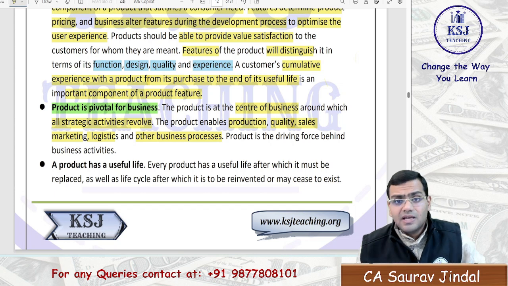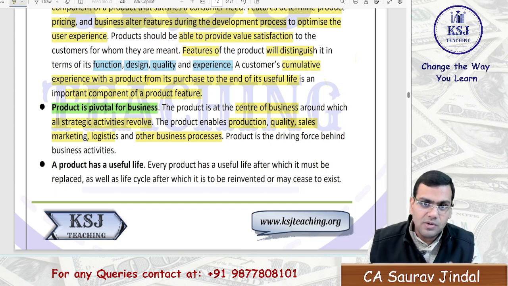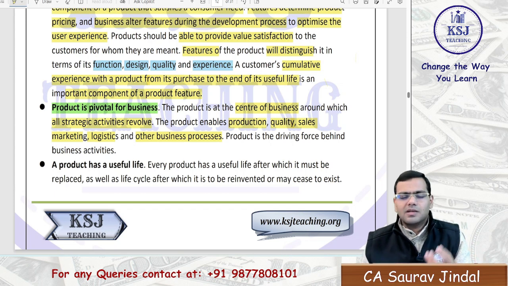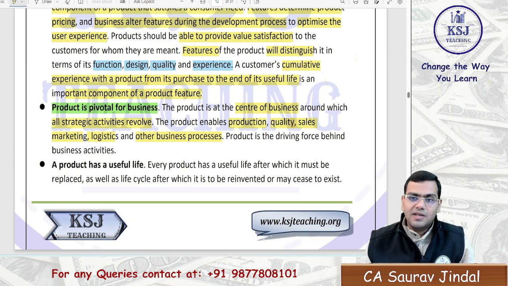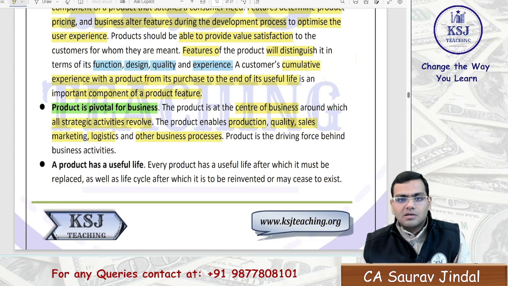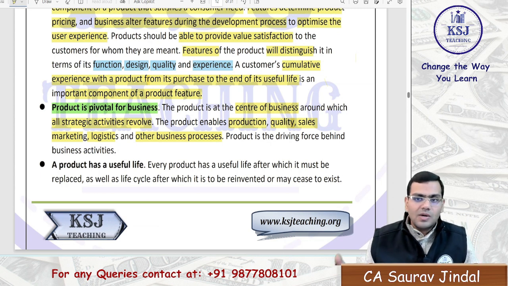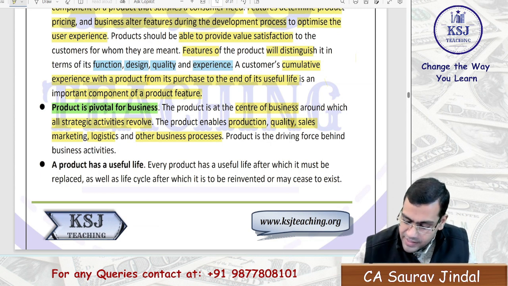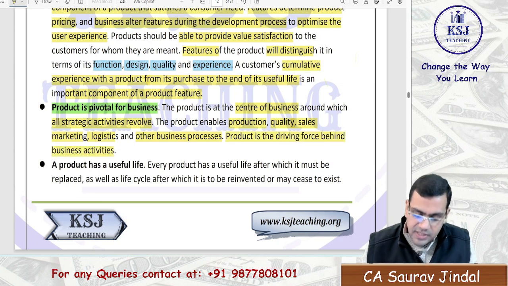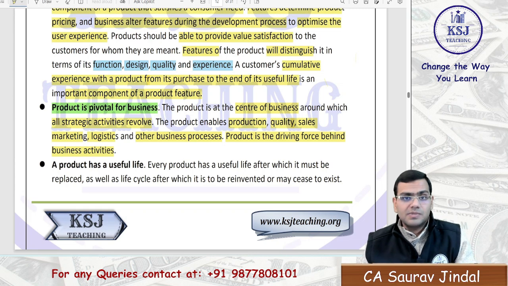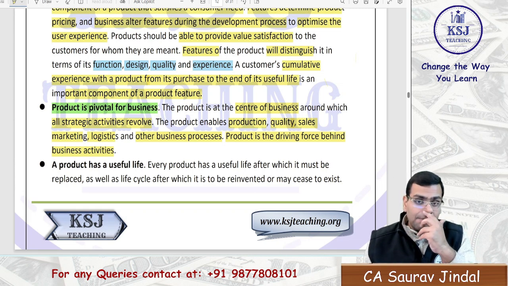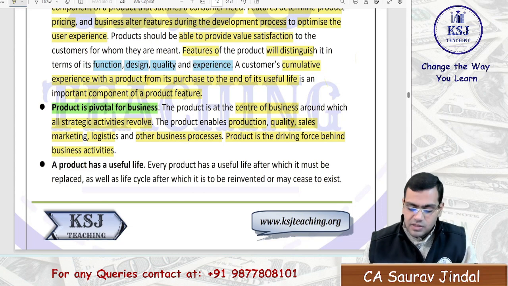So everything revolves around what? The product. Because you are going to make a product, because there is a product, everything else is going to take place, right? Without a product, will you go for production? No, sir. What do you want to produce? You don't have a product, right? So product is the driving force behind the business activity. That is what runs a business basically. That is why the product is known as the most important thing for the business. The product is pivotal for the business, right?